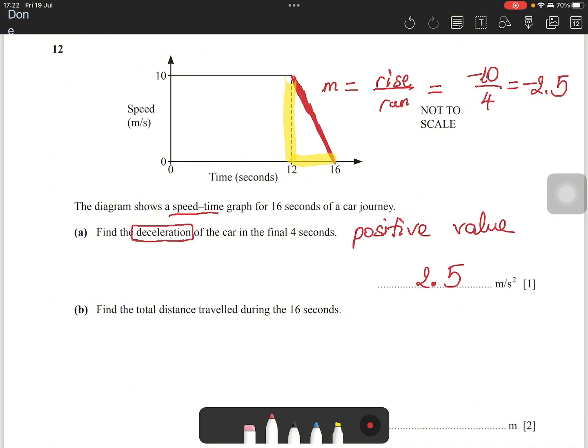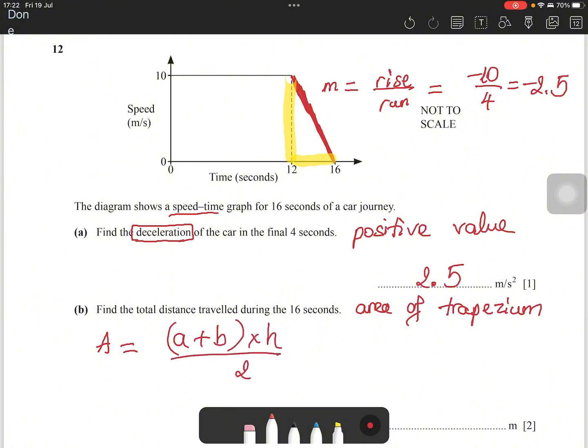B. Find the total distance traveled during the 16 seconds. This one is the same as finding the area of the trapezium. The formula for the area of the trapezium is a plus b all multiplied by the height divided by 2. a is 10, b is 16, and the height is 10. Then we divide it by 2. So the answer is 140 meters.